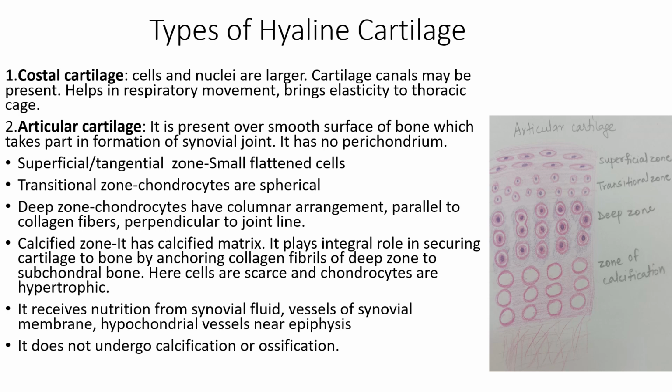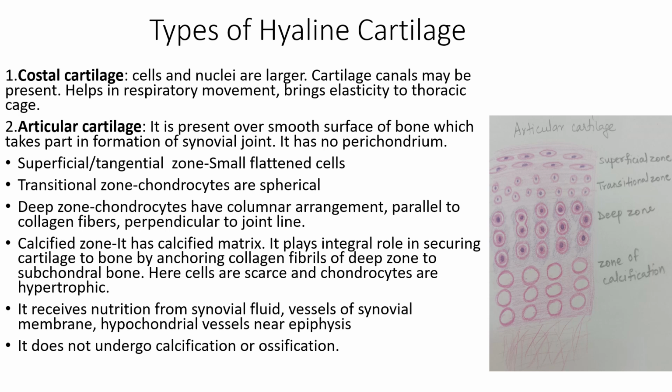And there are three zones in the articular cartilage. The most superficial zone is the tangential zone. Here the cells are small and flattened, as you can see in the diagram. Then the second zone is the middle or transitional zone. Here the chondrocytes become spherical. Then the third zone is the deep zone. Here the chondrocytes are arranged vertically, in a columnar arrangement, parallel to collagen fibers and perpendicular to the joint line. And the deepest layer is the calcified zone.